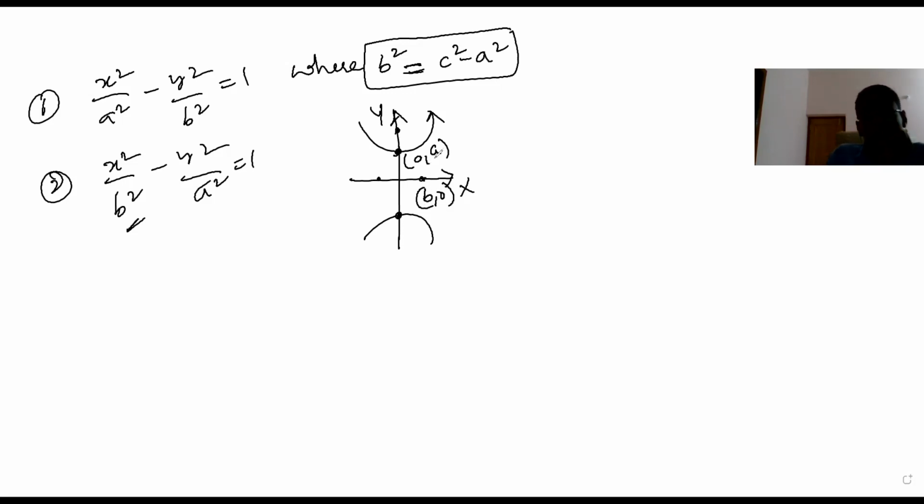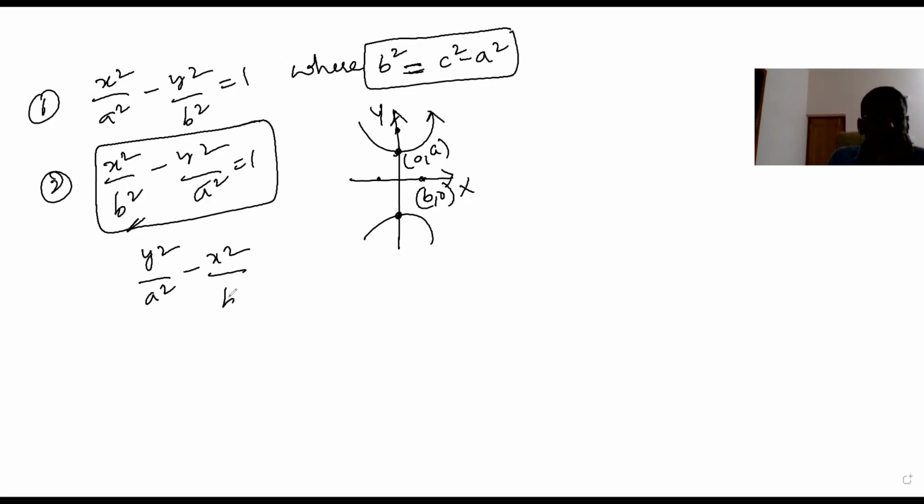So the second equation is y square by a square minus x square by b square equals 1. Exactly. X becomes y, y becomes x.